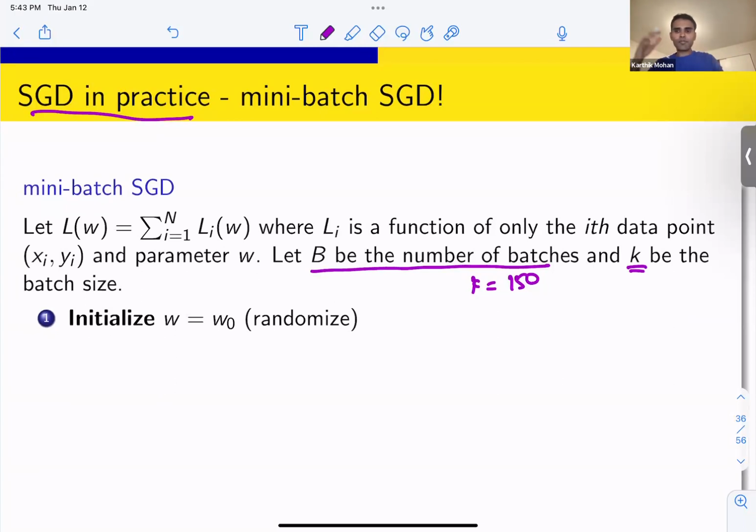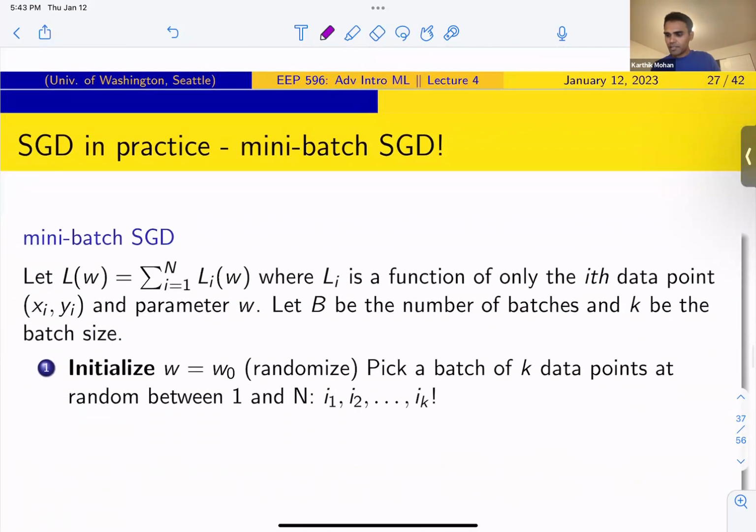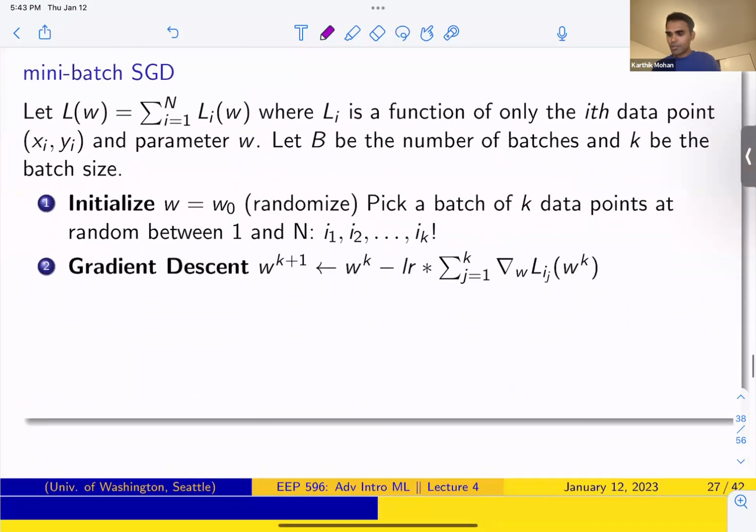So the idea of passing through the data set a few times is the same, but how you pass through the data set is different because you're looking at a mini batch instead of a single data point. So it's an extension of SGD. So randomize. This is step 1. Maybe this is step 2. Pick a batch of k data points at random between 1 and n. So maybe I1, I2, I3, Ik. And then do gradient descent.